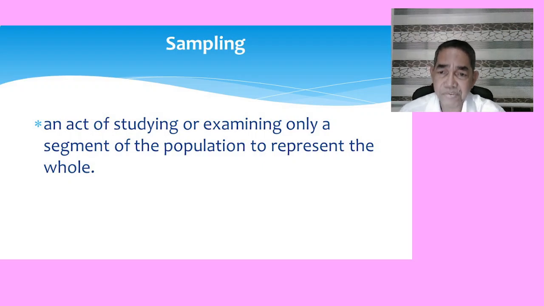Sampling is an act of studying or examining only a segment of the population to represent the whole. You see, in all research that we do, we do not study the whole population because it is virtually impossible to study the whole population. So you study only a segment of that population, which we call the sample, and we want that segment of that population to represent the whole.